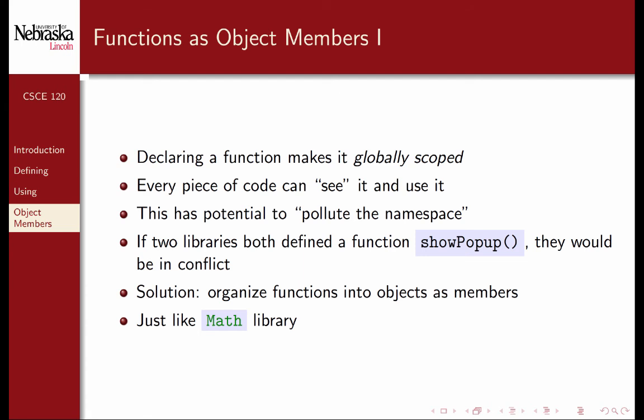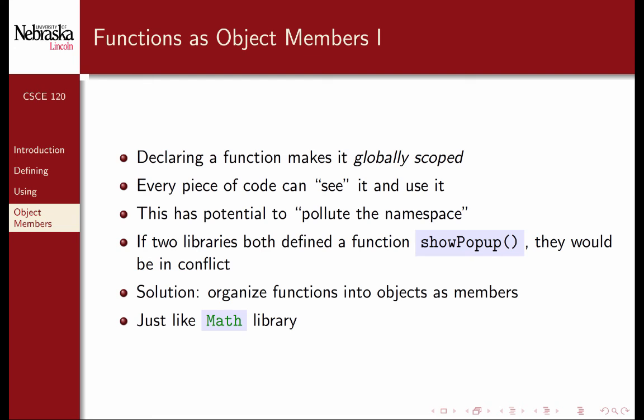The solution is to organize functions into objects as members. We've seen this before with the standard math library. Rather than a globally scoped square root function, the square root function is placed inside of an object called math. That way we can organize multiple functions into one logical unit and avoid conflicts.